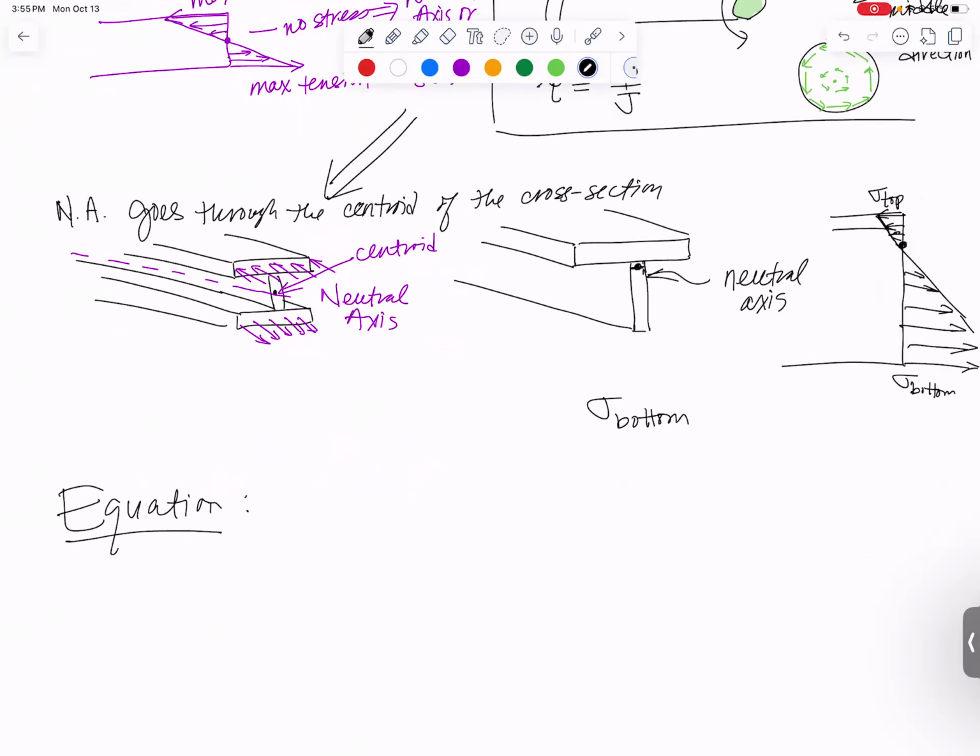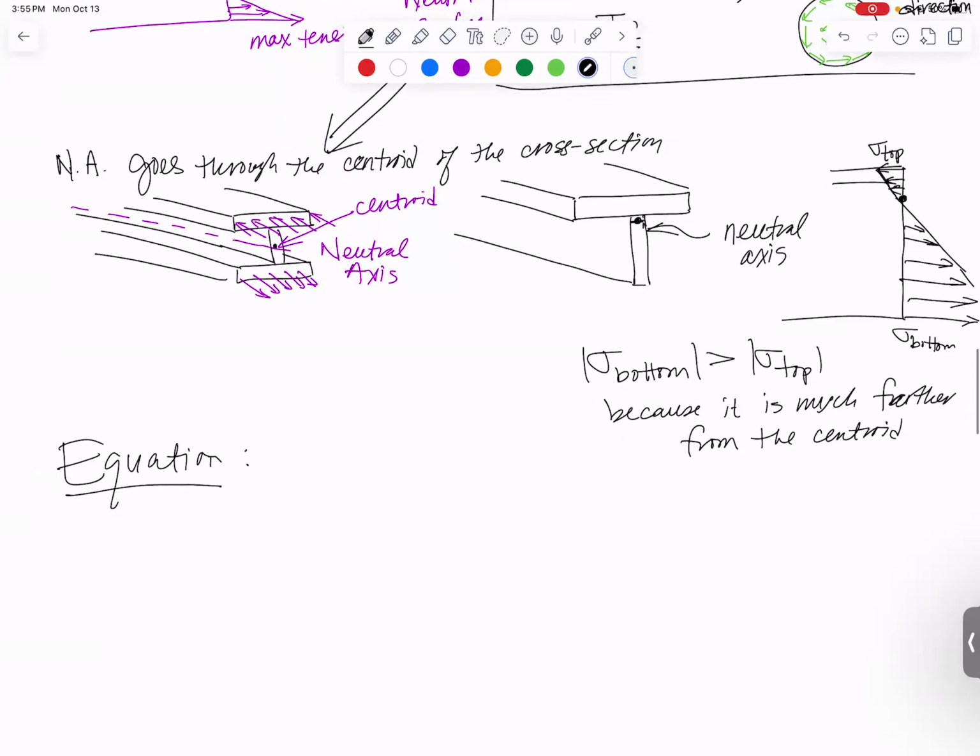Sigma bottom, the magnitude of it will be much bigger than sigma top because it is much farther from the neutral axis, also located at the centroid. Okay, so what's our equation?